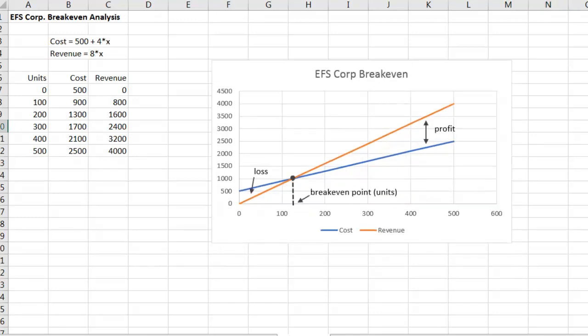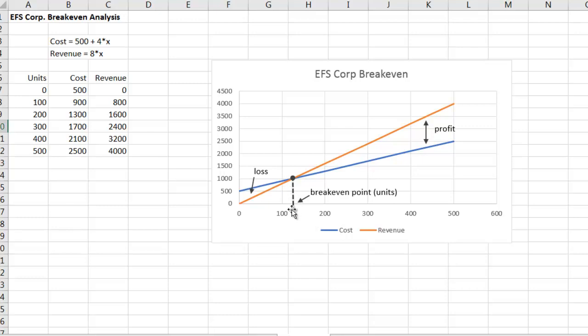Let's look a little closer at this plot. We see the intersection point of the cost and the revenue lines. It occurs at a quantity of somewhere around 120 units. That is the break-even point. That is where cost exactly equals revenue.